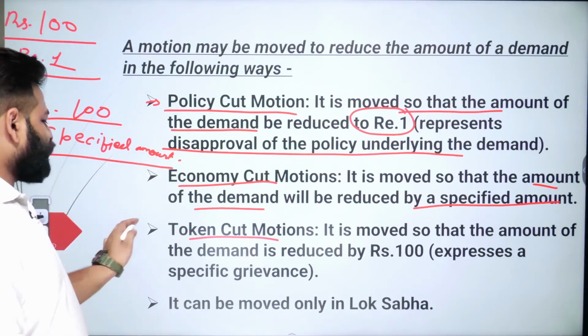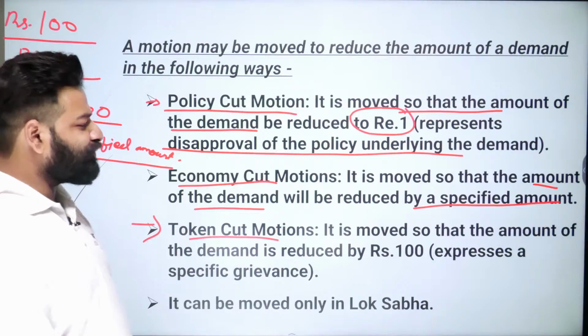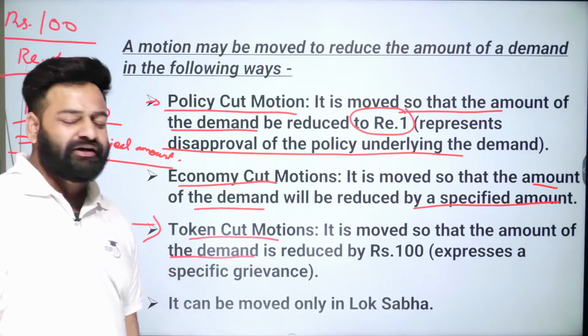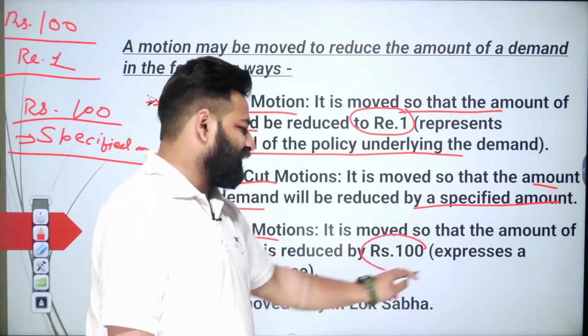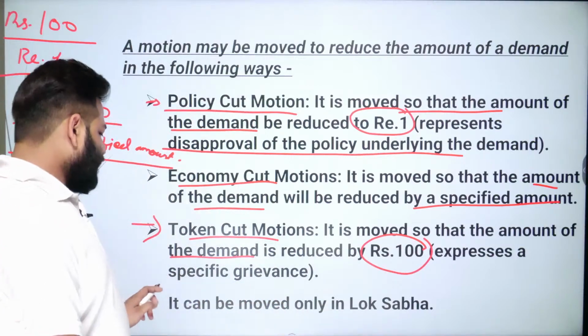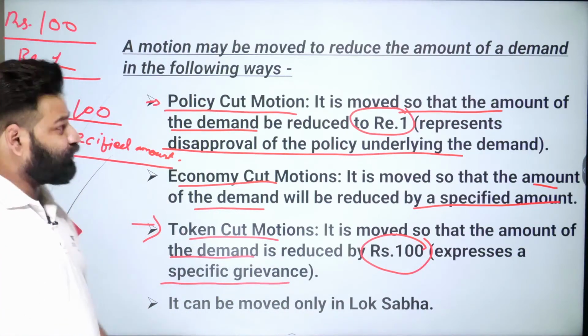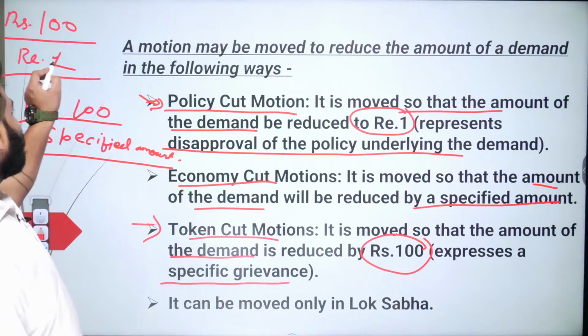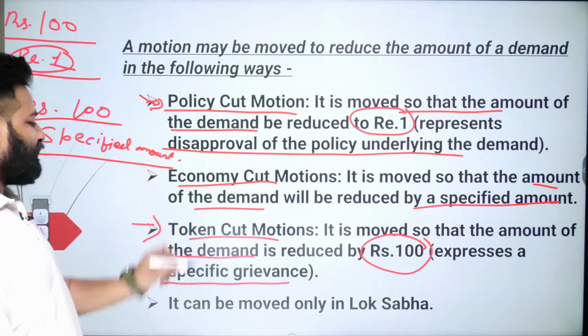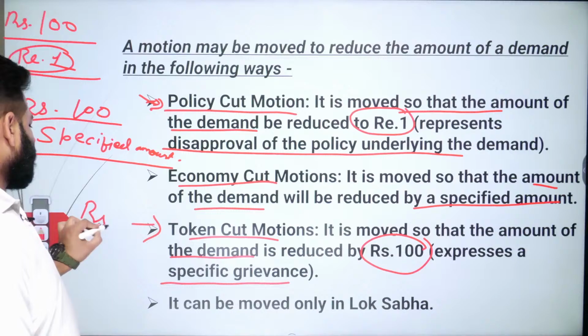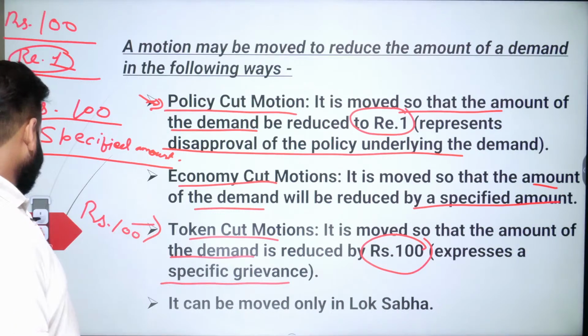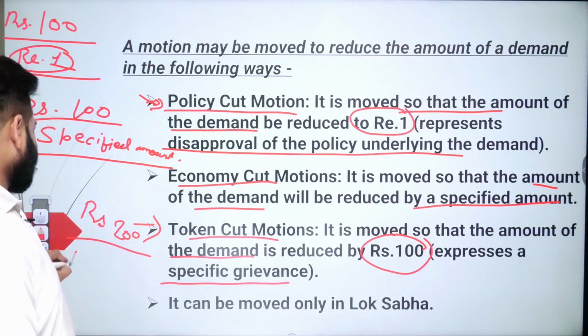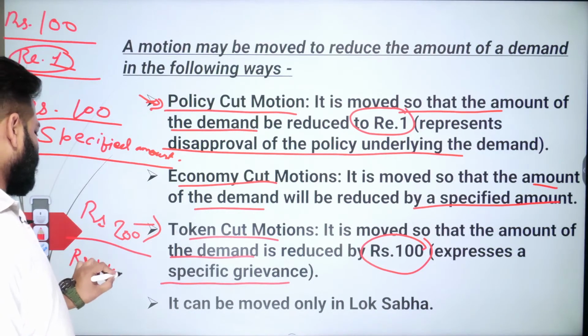Next, the token cut motion. It is moved so that the amount of the demand is reduced by ₹100, which expresses a specific grievance. Okay, so in the policy cut, it is to ₹1, and in the token cut, it is from, let's say, they have demanded ₹200. Okay, so here the demand shall be reduced to ₹100.